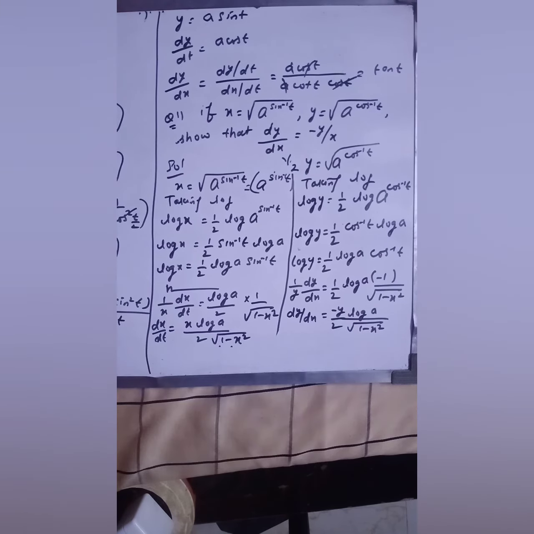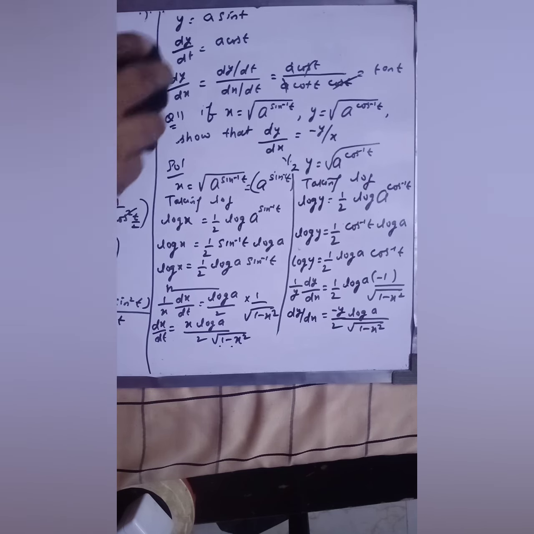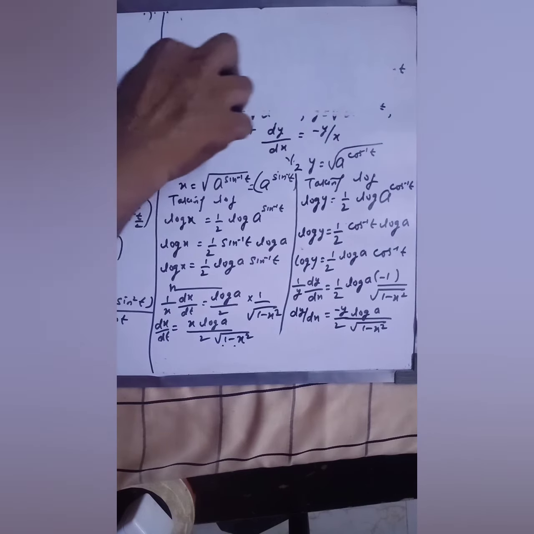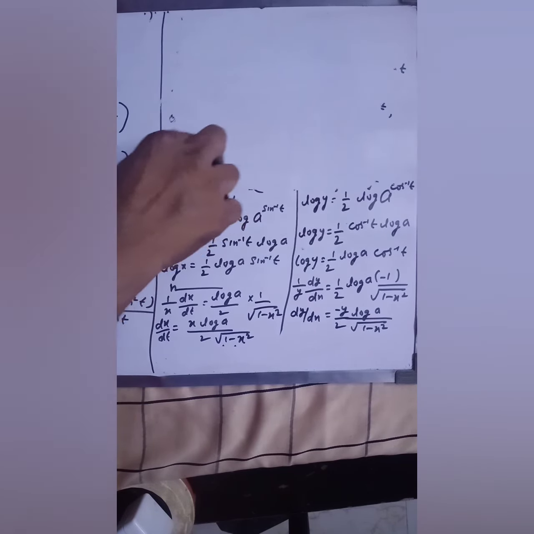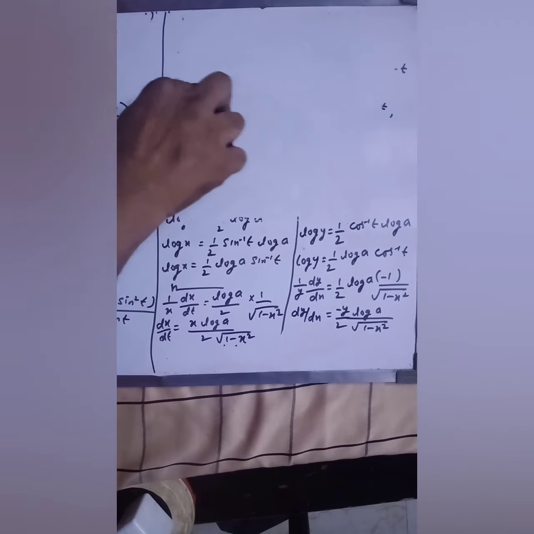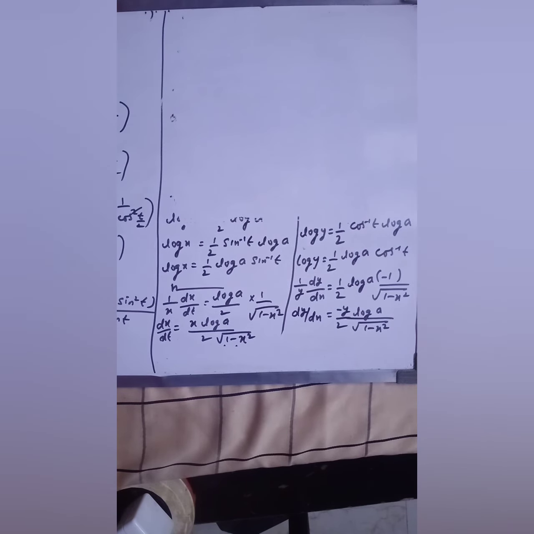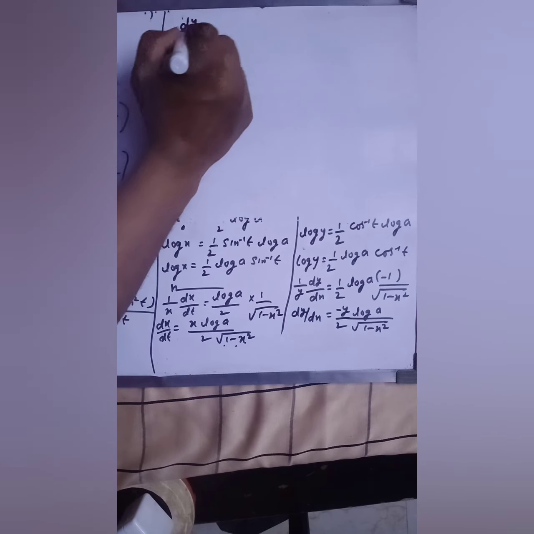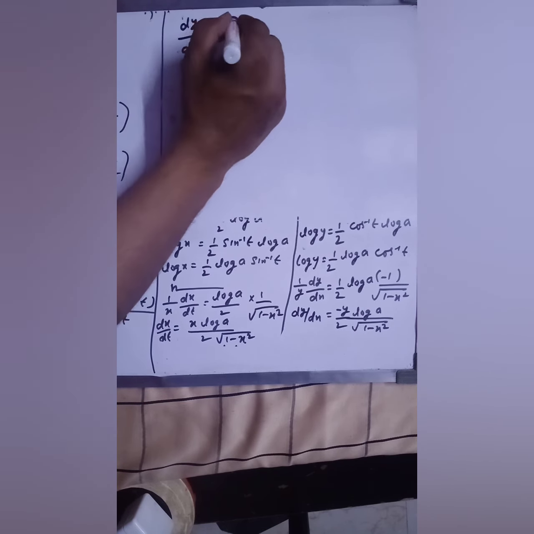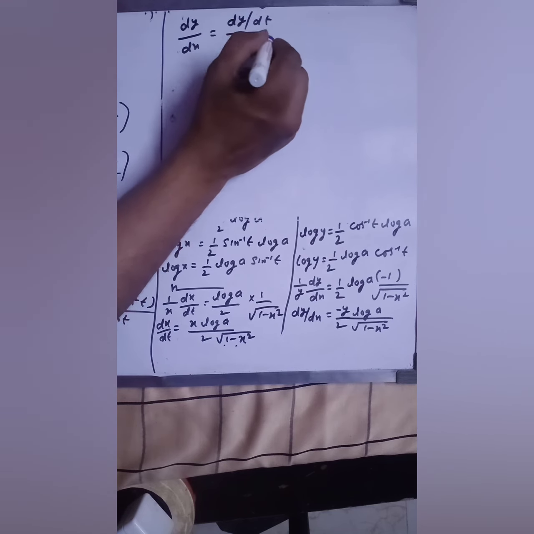Fine. Now you have dx by dt and dy by dt. Okay, these two things you have. See, I'm rubbing this part just for space. Okay, see, now we have to find out dy by dx. So we are writing dy by dt over dx by dt.